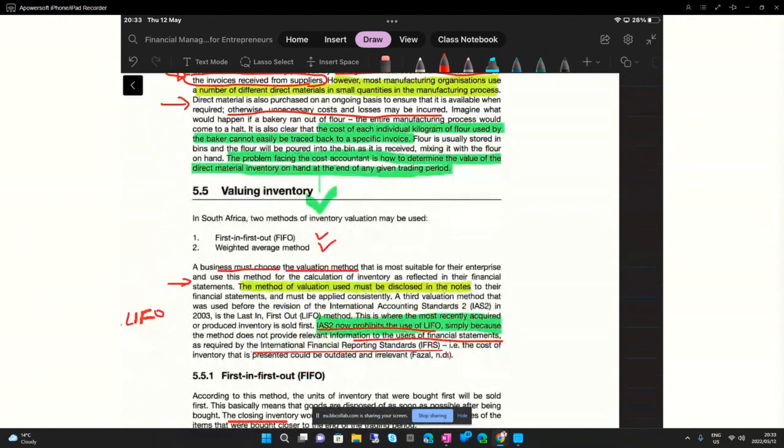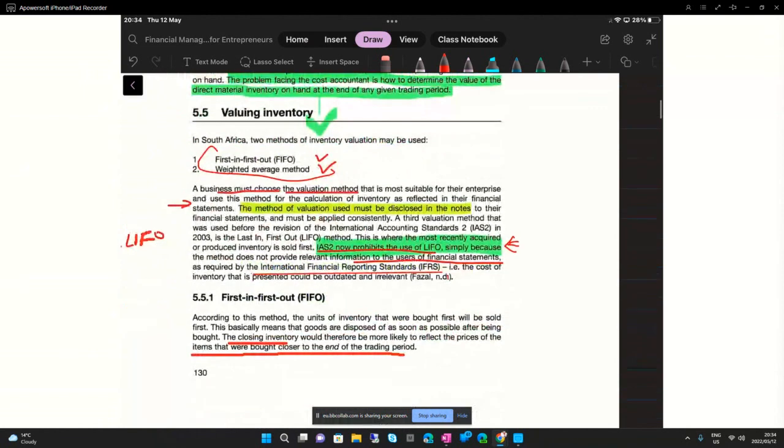So when we are valuing inventory in South Africa, there are two methods. There is first in, first out. You will hear about last in, first out, which is called LIFO, but that is now prohibited and no longer used because it does not really provide important information. You are just going to concentrate on these two, and this will be the beginning of your calculations: first in, first out, and the weighted average method.